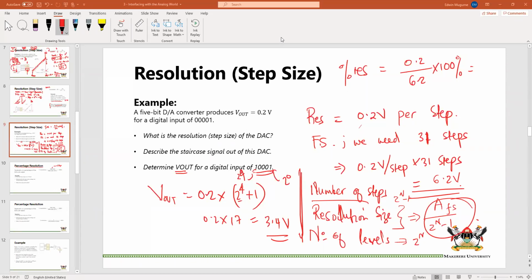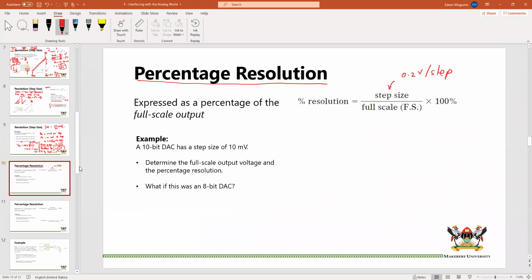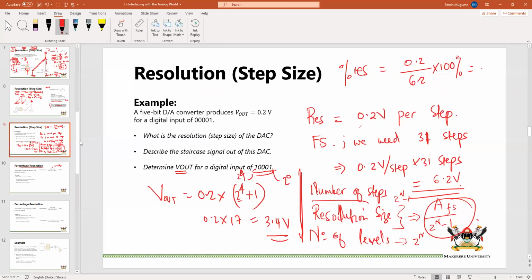It is 3.2%, which is 3.2%. What this really means is that every time we jump, we move 3.2% of the full scale. So depending on what the full scale is, each jump we make is 3.2% of that.